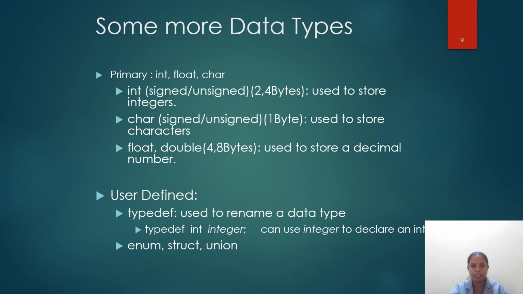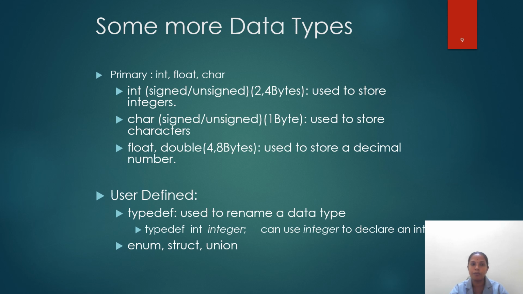In the first slide, we see the basic data types. The primary data types are int, float, character, and double. We have the modifiers also, that is signed and unsigned. We have int for 2 to 4 bytes used to store integer values. The character data type is 1 byte, used to store a character value. Float and double are 4 and 8 bytes, used to store decimal numbers. And user-defined data types are available, that is typedef, enum, structure, and union.